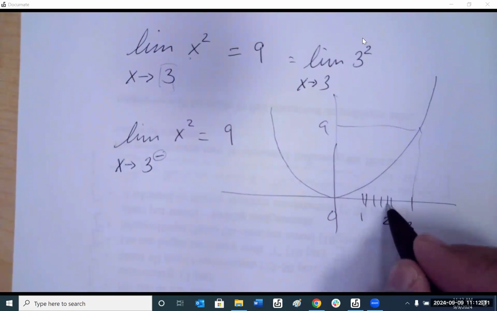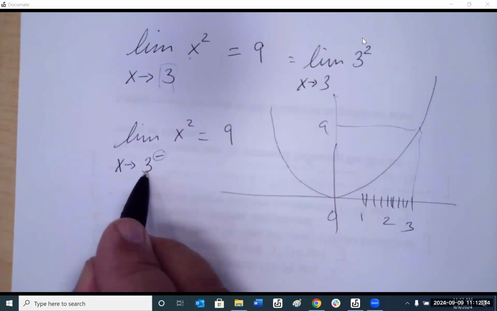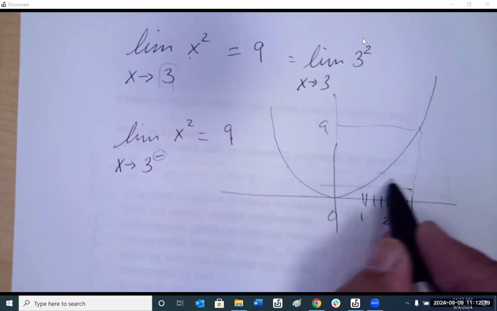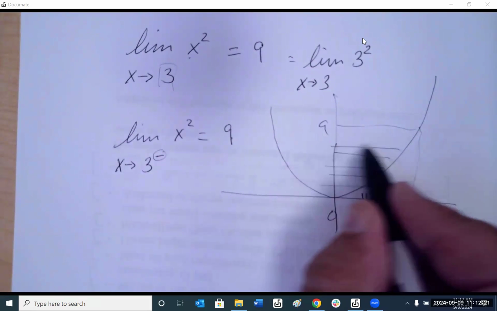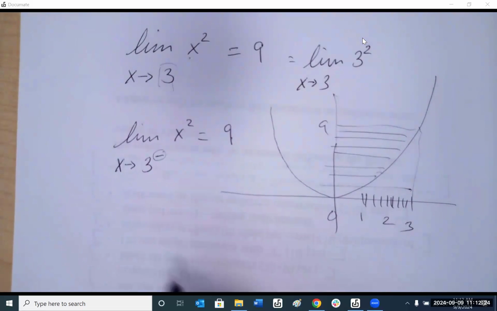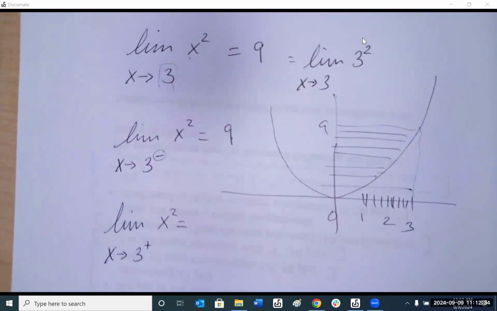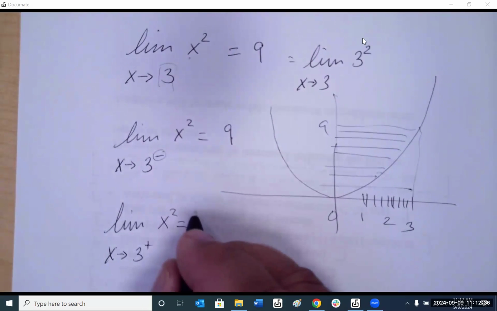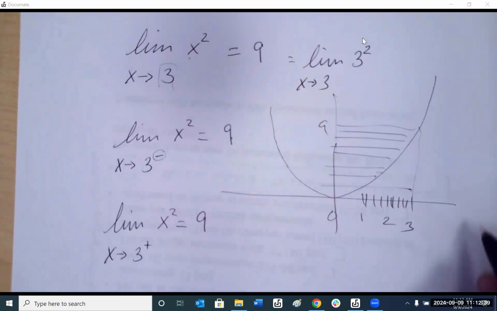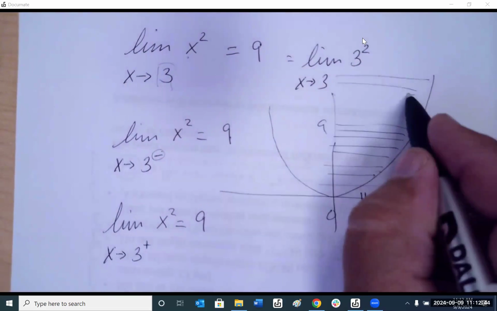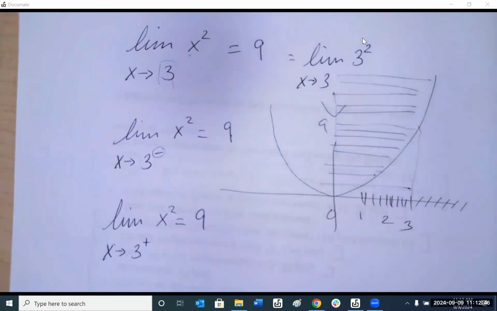So as I approach 3 from the left, that's what this is saying. I'm heading to 9 because all these values of our graph are getting closer and closer and closer to 9. Likewise, the one-sided right limit of x squared is also 9. That simply means I'm coming to 3 from the right, which means it's approaching 9.